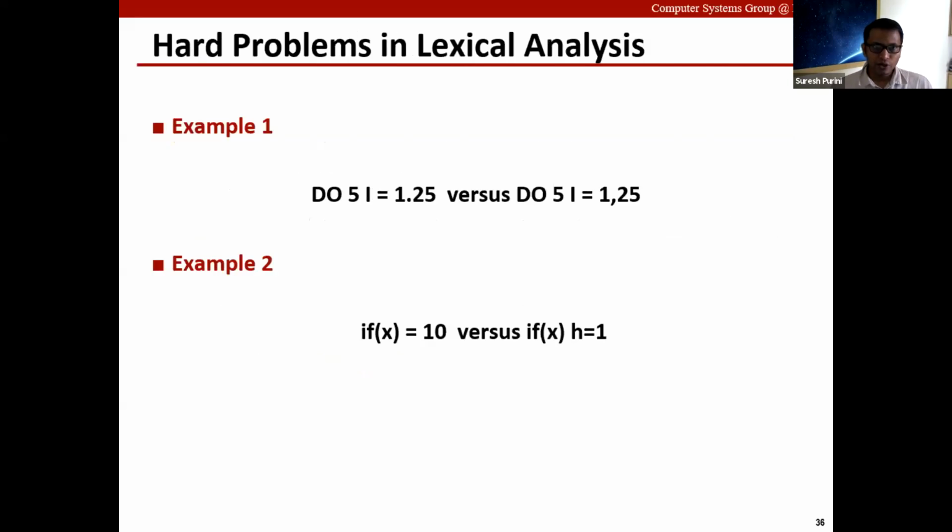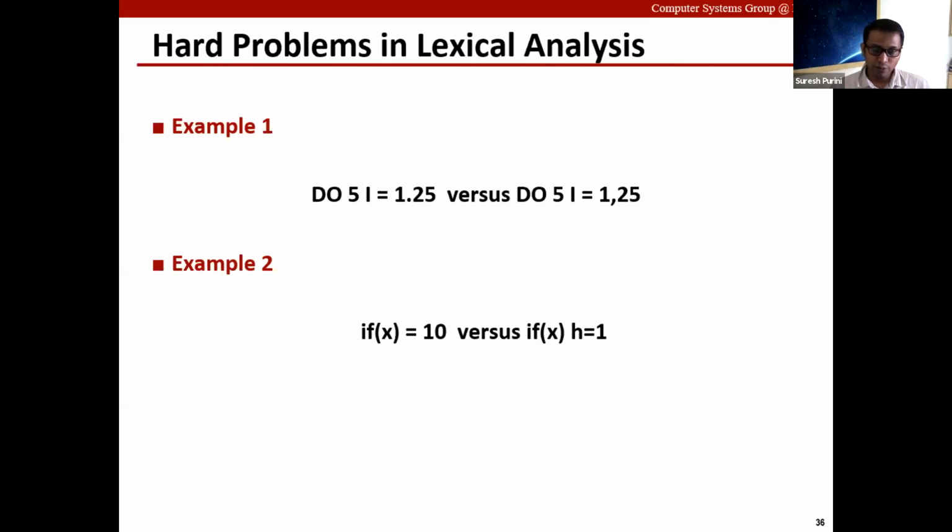Okay. So, for example, these are 2 interesting examples. The first example is from the Fortran programming language. If you see the first statement, DO 5 I = 1.25, and then the statement on the right hand side, both are the same, except that instead of a dot or floating point, we have a comma in the statement on the right hand side. So depending upon whether the floating point is there or the comma is there, the way the lexical analyzer has to tokenize the input statement changes.